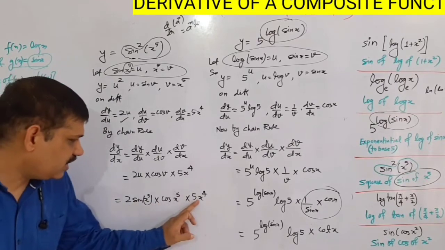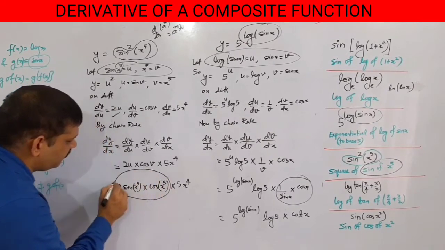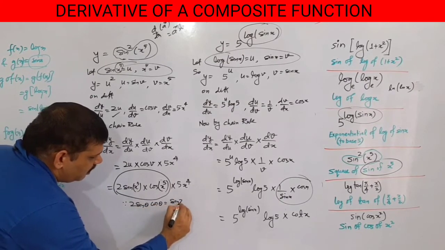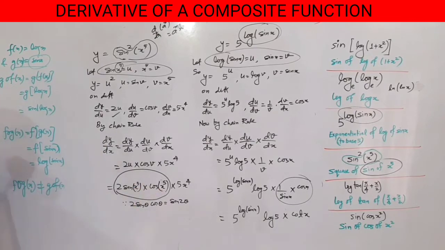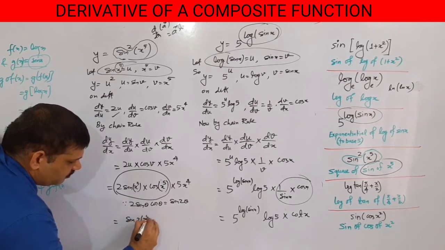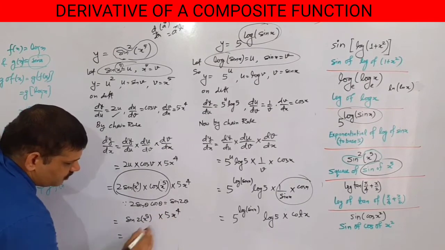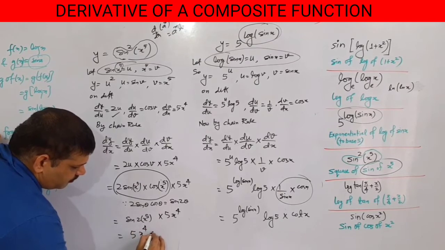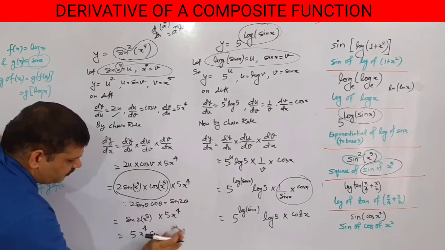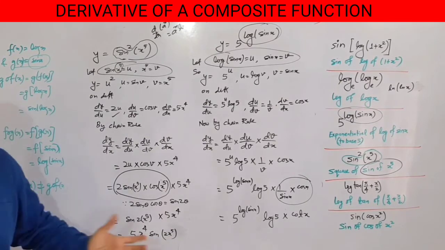This can be written as 5x raised to 4 into 2 sine of x raised to 5 into cos of x raised to 5, but it is better to use 2 sine theta cos theta. 2 sine theta cos theta can be written as sine of 2 theta, and here theta is x raised to 5. So this will give us sine of 2 times of theta, that is 2 times of x raised to 5, into 5x raised to 4. So this is 5x raised to 4 multiplied by sine of 2 times of x raised to 5. This is how we do.